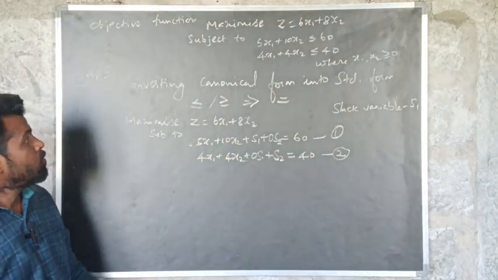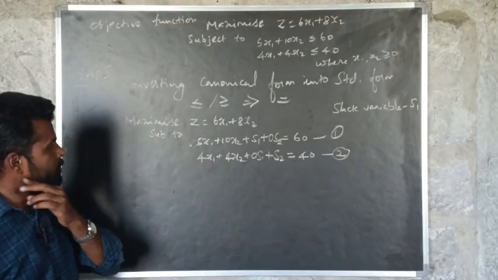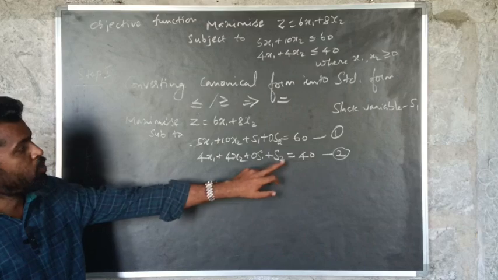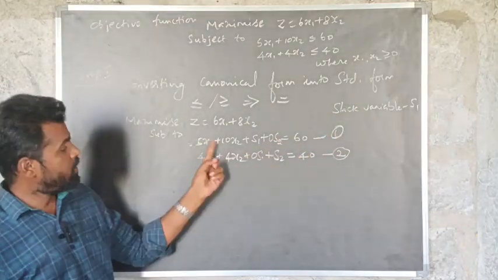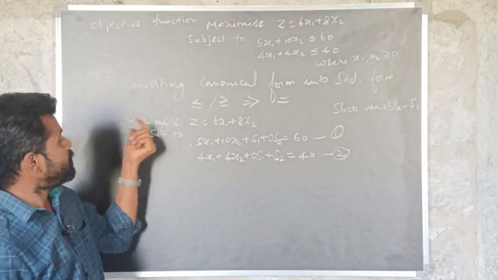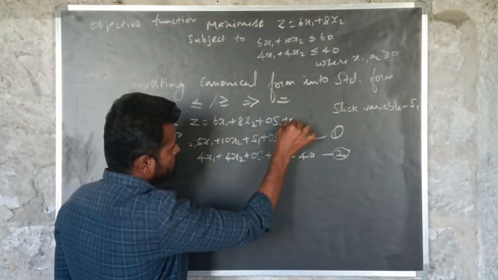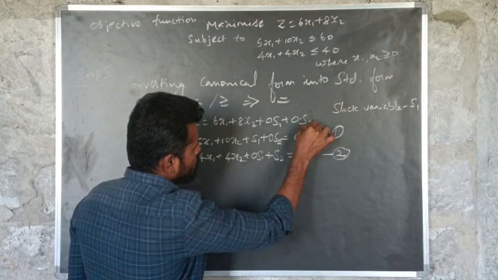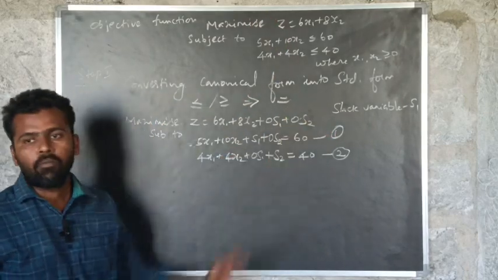Now, to convert to standard form, one more thing we need to add in the objective function. The two slack variables S1 and S2 we added in equations 1 and 2 have to be added in the objective function with 0 coefficients: 0 S1 plus 0 S2. So this is the canonical form, and this is the standard form.